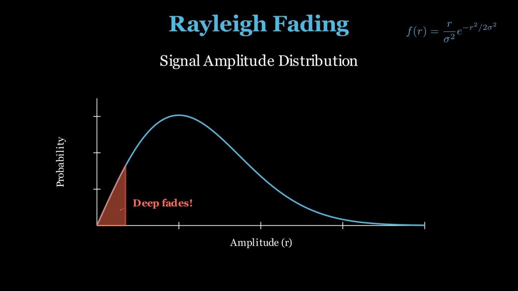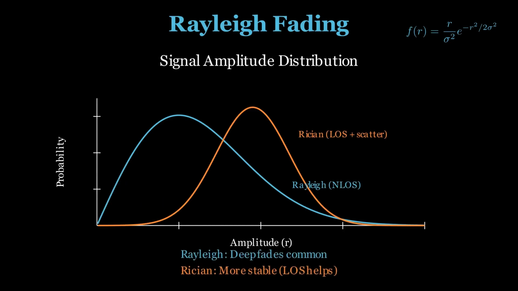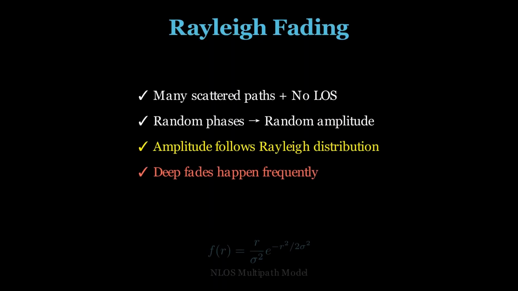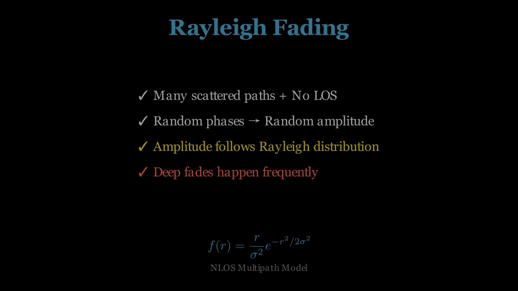Now, if there's a strong line-of-sight path along with the scatter, the distribution shifts. This is called Ricean fading. The LOS component stabilizes things. But in pure NLOS, Rayleigh is the model. Many random components, random phases, random amplitude. Deep fades are part of life.